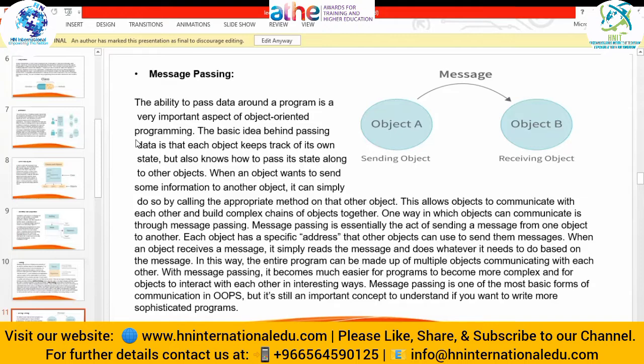Address can be its mobile number, its email address, or anything. Because without that, you won't be able to send or receive messages, right? So obviously each object has its own address. For example, if it is an object of a person, we will take the previous example of a person and a job. One object is person, second object is job.